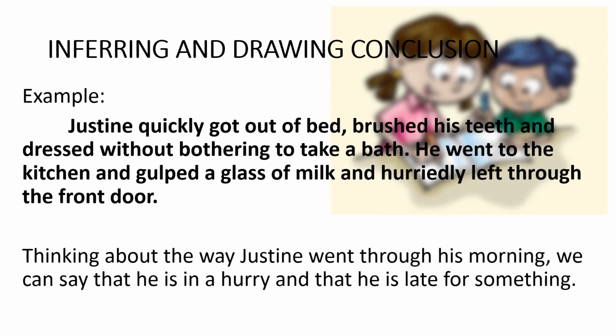For example, Justin quickly got out of bed, brushed his teeth, and dressed without bothering to take a bath. He went to the kitchen and gulped a glass of milk and hurriedly left through the front door. In this paragraph, thinking about the way Justin went through this morning, we can say that he is in a hurry and that he is late for something.